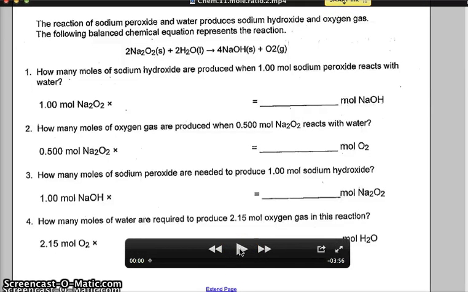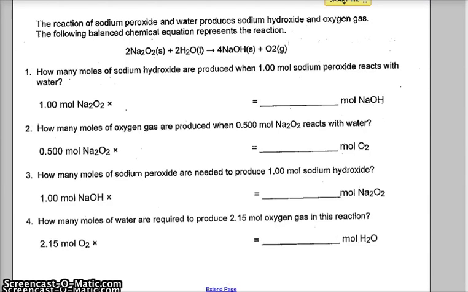Okay, this is an example in your study guide for chapter 11, and what we're doing is writing the mole ratios to solve a problem. So in number one, first of all, we have the reaction of sodium peroxide and water produces sodium hydroxide and oxygen gas. The following balanced chemical equation represents the reaction. So we need a balanced chemical reaction. So the first question, how many moles of sodium hydroxide are produced?